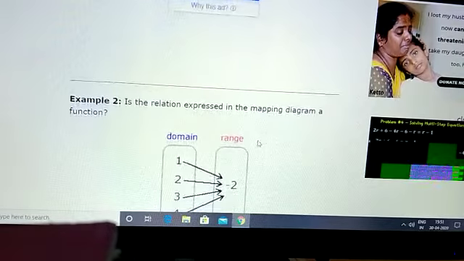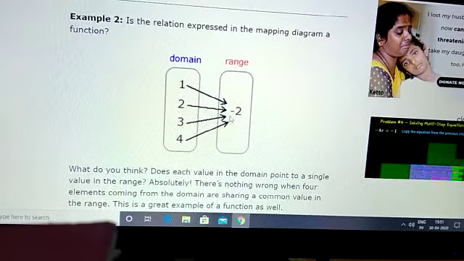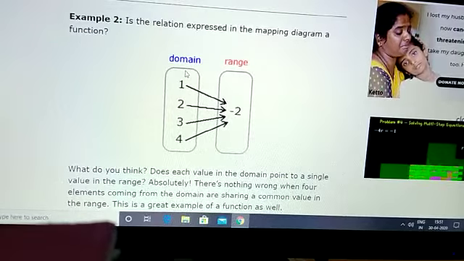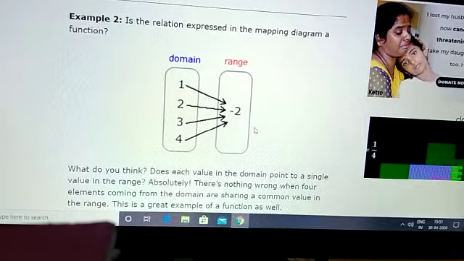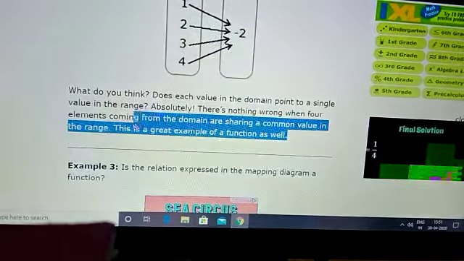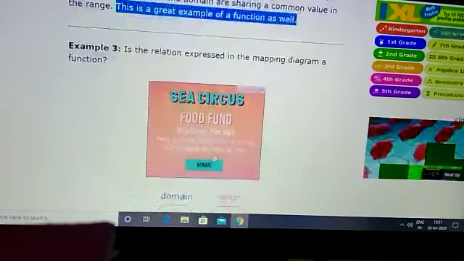Hope you understood. Now another example, domain: 1 has -2, 2 has -2, 3 has -2. This is also a very good example. 1 has only a unique value of -2. Just think about the element of x, not y. As it is also written here, it is a great example of a function as well. So this is a function.